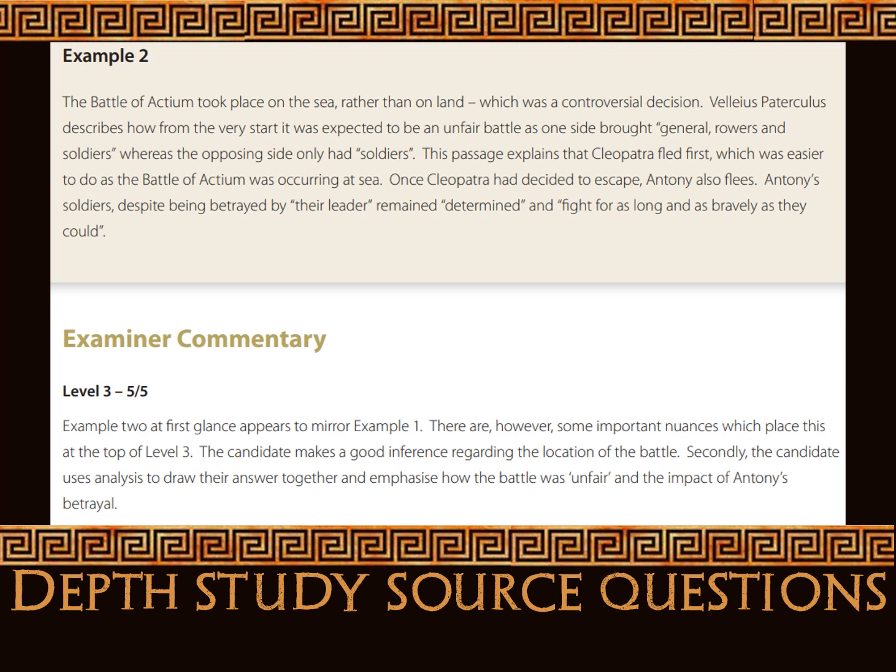So straight away from the very start we see some contextualization and a comment. We can see that they've used their own knowledge to make the comment that the decision to fight at sea rather than land was a controversial decision. They don't need to go on any further and say that it was Cleopatra's choice rather than Antony's, and it played to Octavian's strength rather than Antony's. They don't need that. They're just pointing out it's controversial.